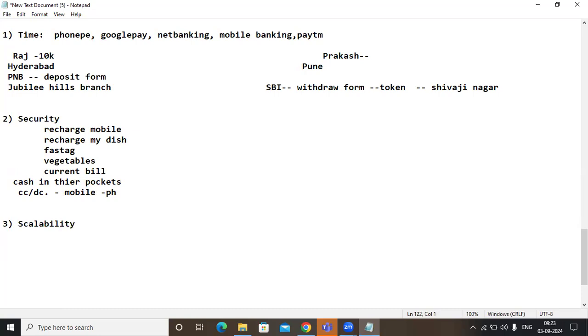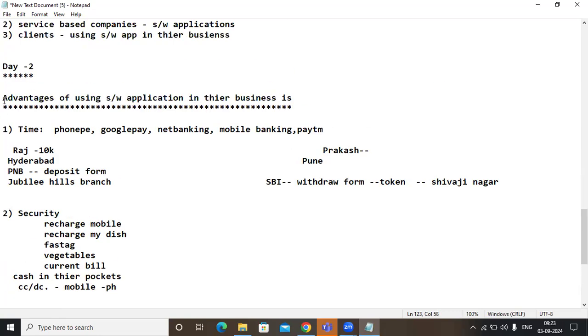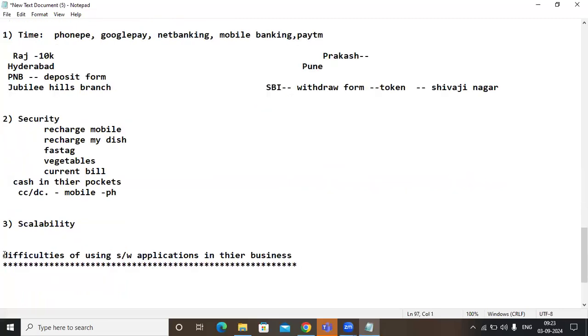This is only one side of the coin. And what is the other side of the coin here? The other side of the coin is the difficulties of using software applications in their business. What are the difficulties of using software applications in the business? Advantages we discussed. Now I'm going to discuss the difficulties. What are the difficulties of using software applications?